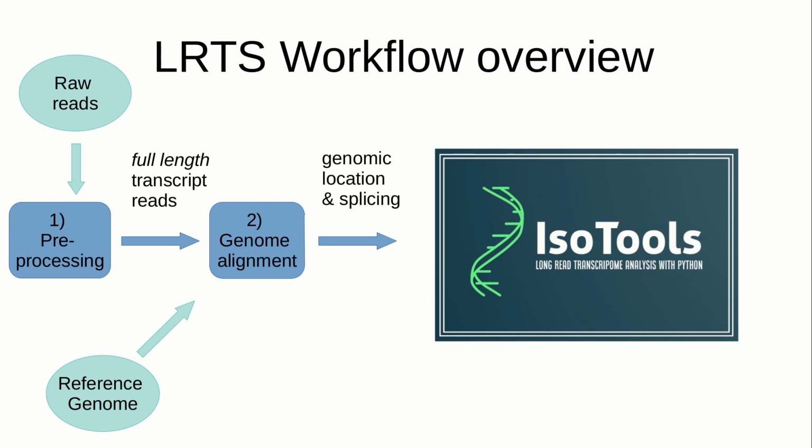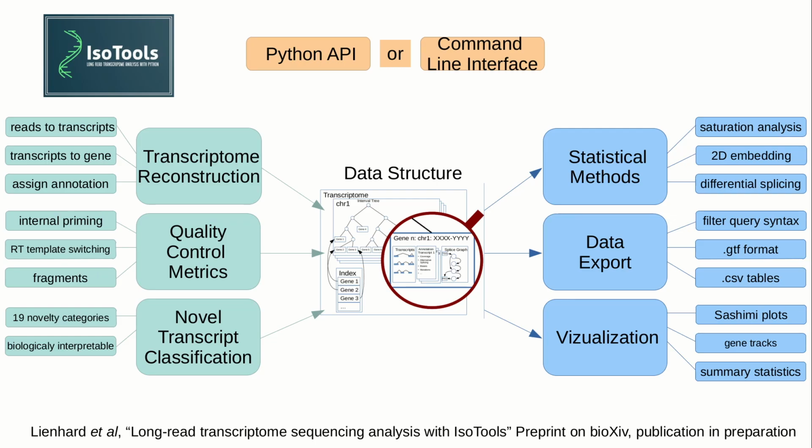IsoTools Python package. The workflow typically starts with some pre-processing and alignment of the full-length transcript reads to a reference genome. The aligned reads then serve as an input for the methods I implemented in IsoTools. The first step of the analysis is the transcriptome reconstruction, by importing the reads and grouping them to transcripts, and the transcripts get grouped to genes. Further, transcripts are compared to known gene annotations to assign gene names.